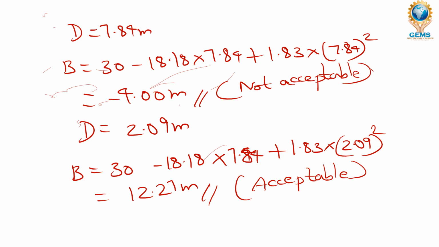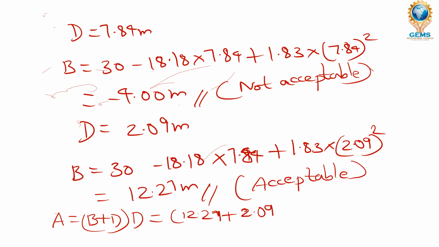Now if you want to check that we have done the sum correctly, you can go directly and put A equals b plus d into d. This is our cross sectional area formula which I mentioned in the previous slides. So you substitute the values of b and d here. b is 12.27 plus our d value 2.09, into the corresponding value 2.09, right? So the value will be 30.01 square meters.